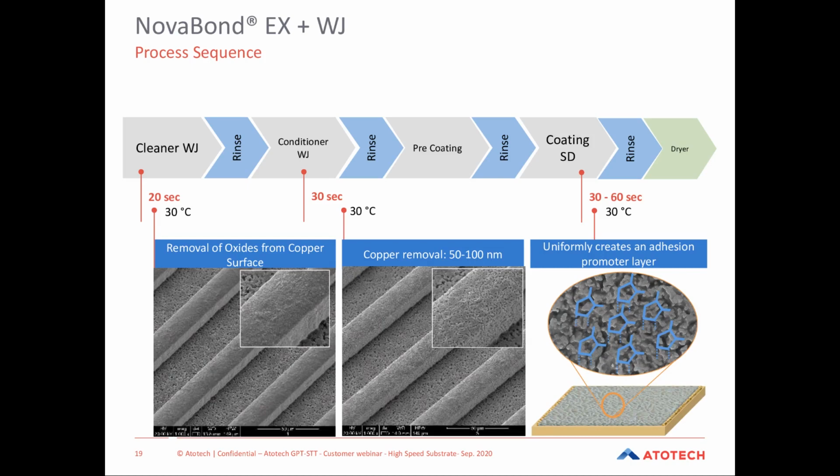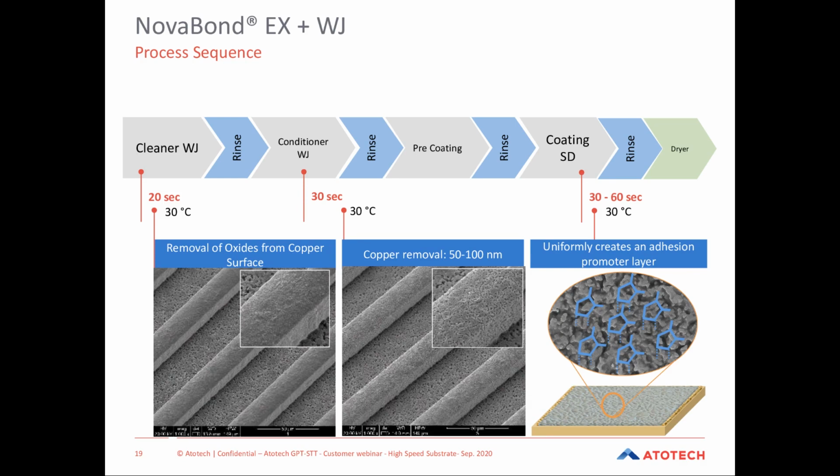Similar to Novabond EX, it consists of 4 process steps, which start with the cleaner. Every process that we have developed always starts with the cleaner to remove the oxide and make sure the surface is ready for the next step. Then comes conditioner WJ, a very unique process where we create very little removal of copper, only 50 to 100 nanometers, but you can create a very high surface area after the process.